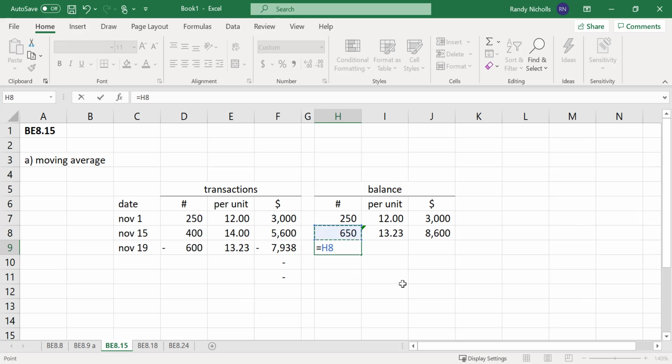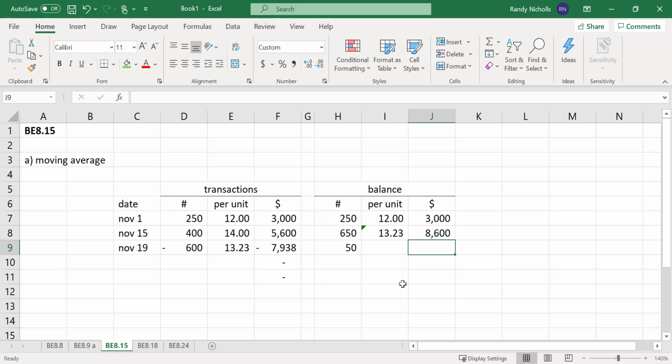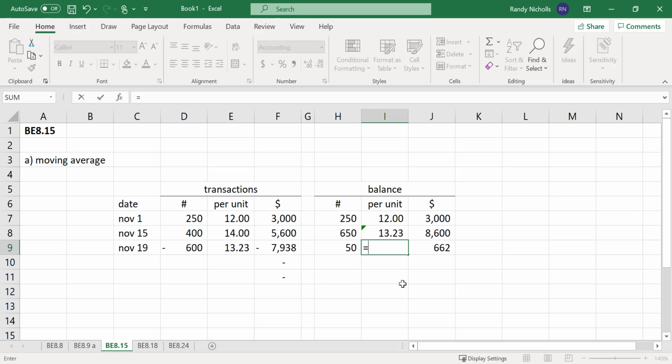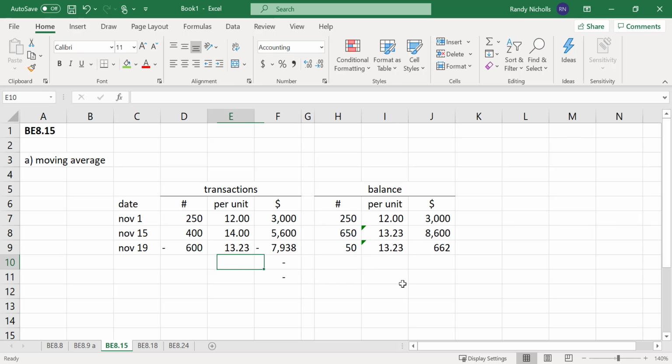My balance now was 650. I sold 600, so I have 50 left. Was $8,600. I got rid of $7,938. Again, if I figure out my cost per unit, that helps with doing the math so you don't do it backwards. It's cost per unit, cost divided by units, not units divided by cost. And correctly, it hasn't changed because it shouldn't change on a sale. I sold at average, my remaining's at average.